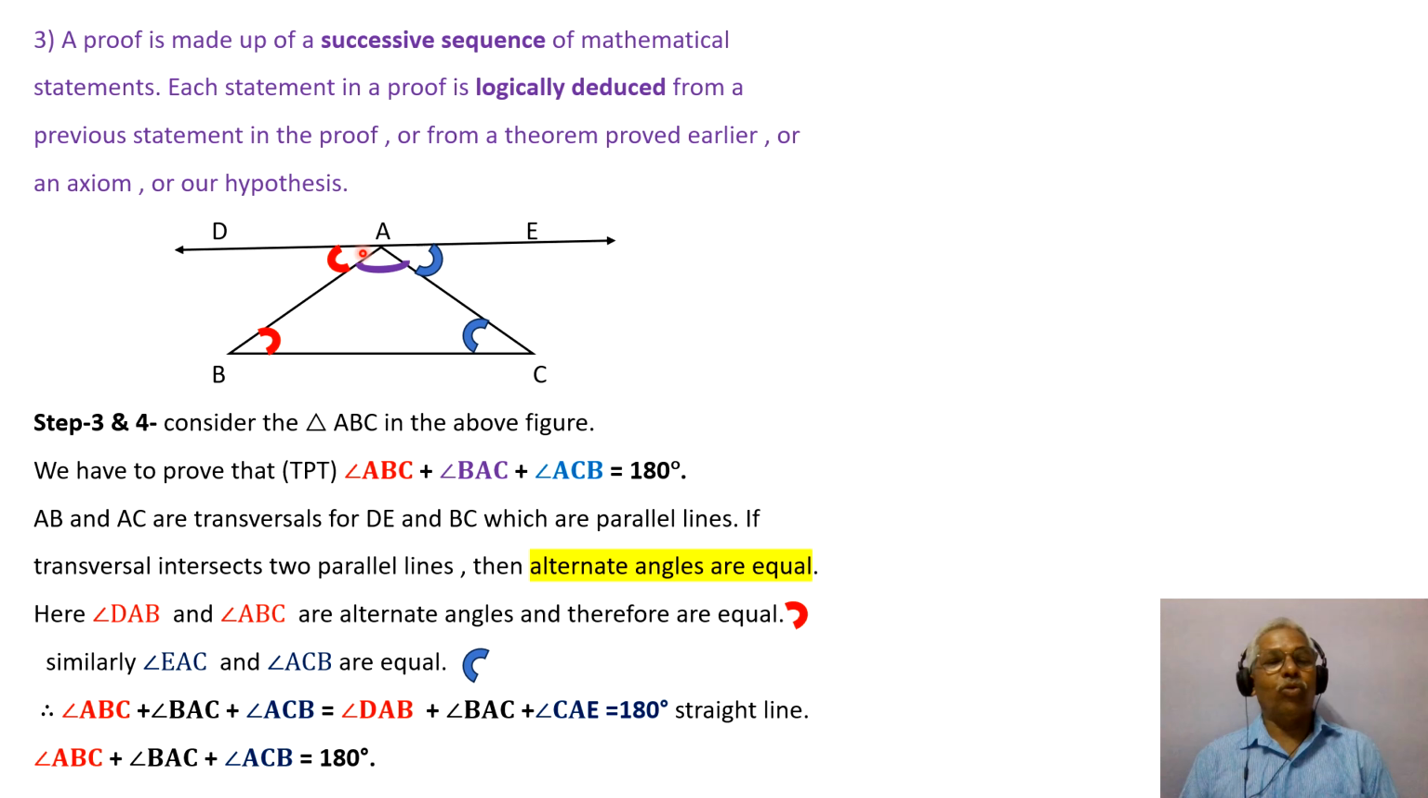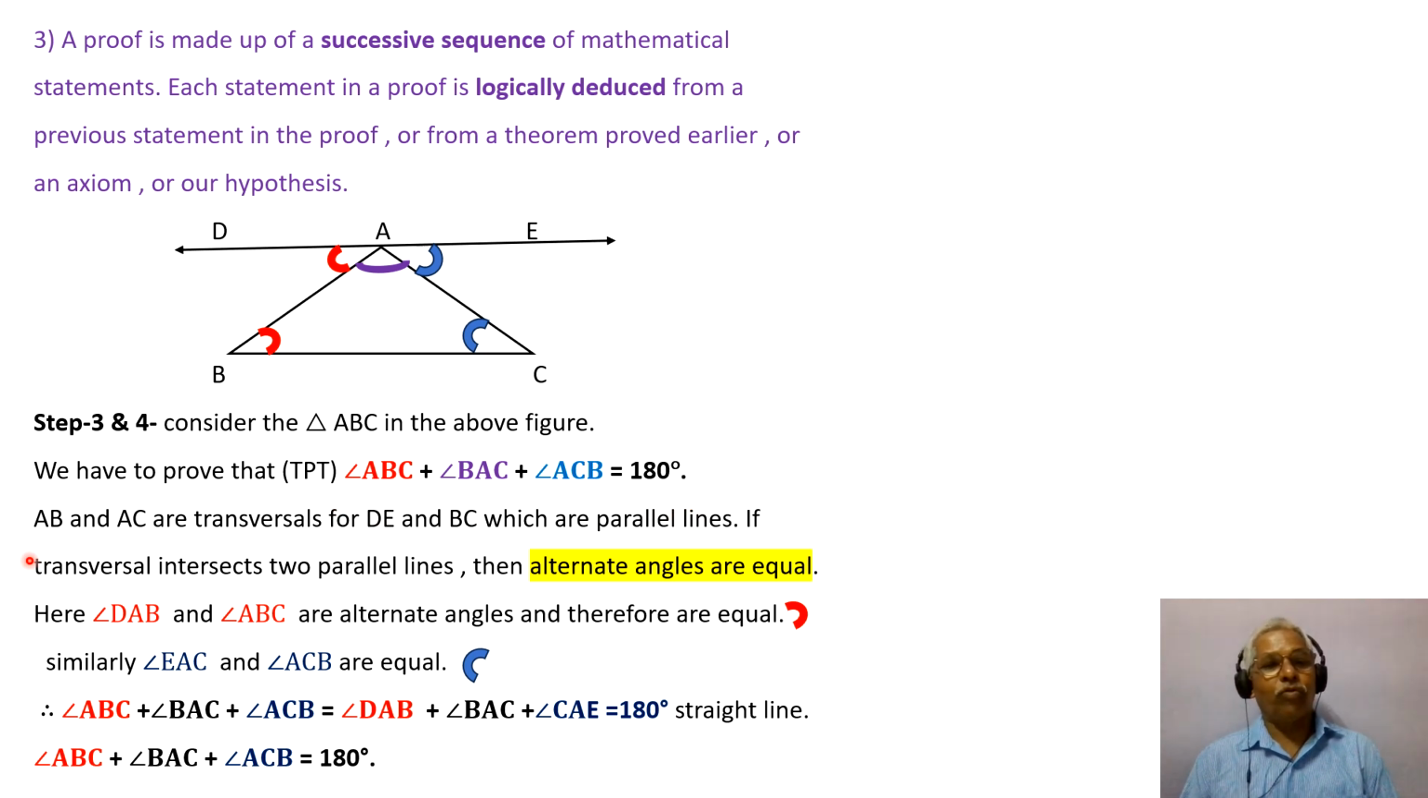Okay, now consider this triangle ABC. Step 3 and 4, consider triangle ABC in the above figure. We have to prove that, that is the theorem. We will write in short henceforth that angle ABC, that is this one, plus BAC, that is this one, plus ACB, that is this one. So addition of all these angles is 180. Okay, so that is what you have to prove.